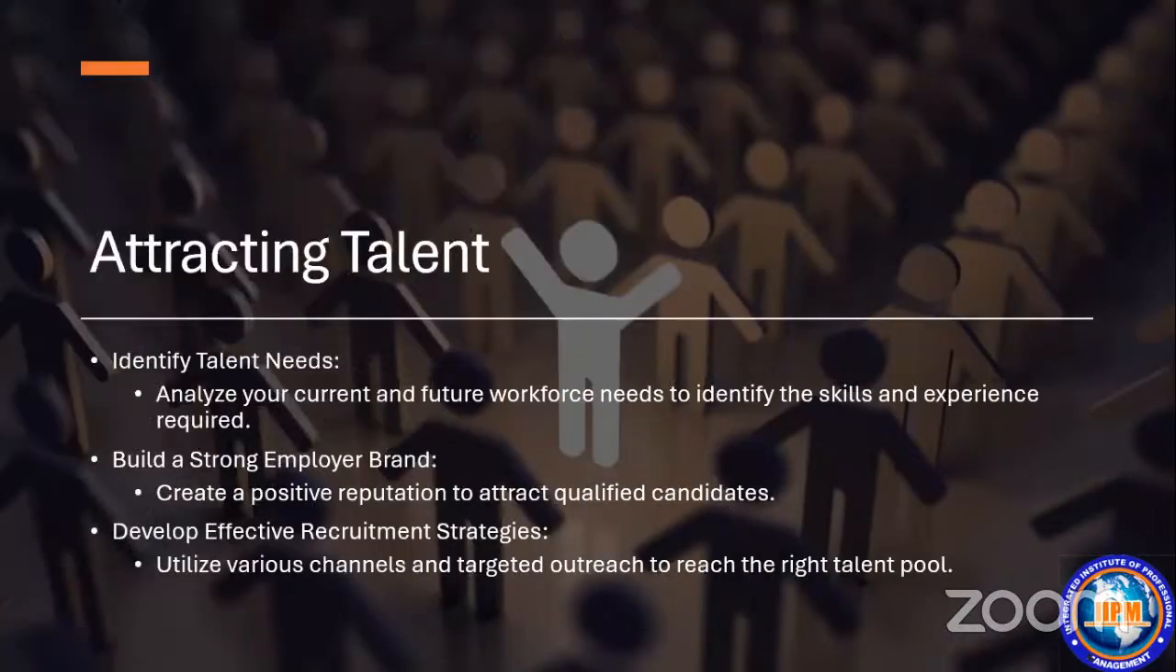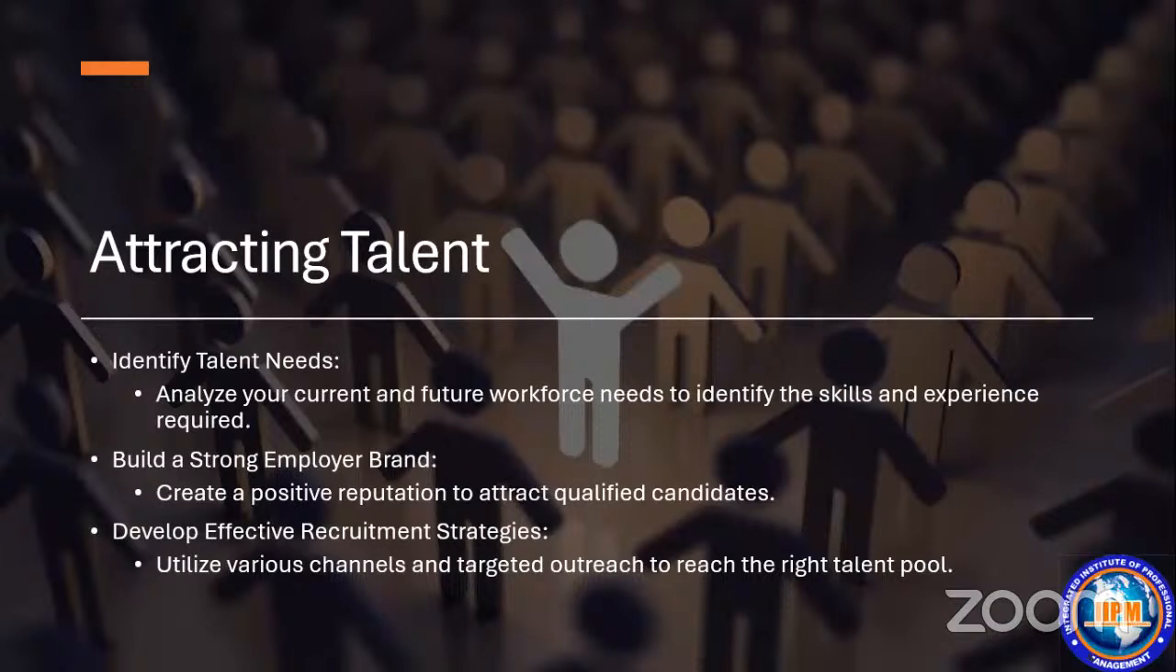Now, I would like us to look at these one after the other in detail. Let's talk about attracting talent. For you to attract talent, you have to first and foremost identify talent needs. A wise man once said that when the purpose of a thing is not known, abuse is inevitable. If you don't know why you are doing what you are doing, then the purpose will be abused.